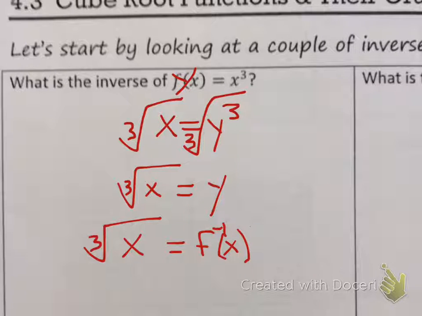But the point being here is that when we look for the inverse of x cubed, it's going to be the cube root graph. So just a quick reminder what that x cubed graph looked like when we graphed it. It looked like this. So the inverse of it will be the reflection of that graph over the line y equals x. And I'm going to show you what that is in just a second.